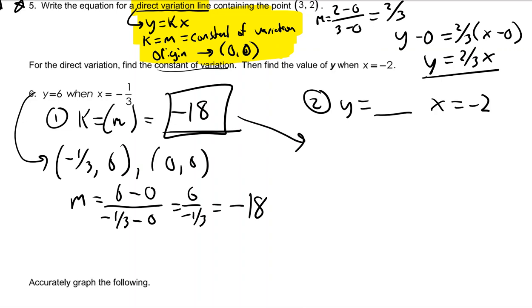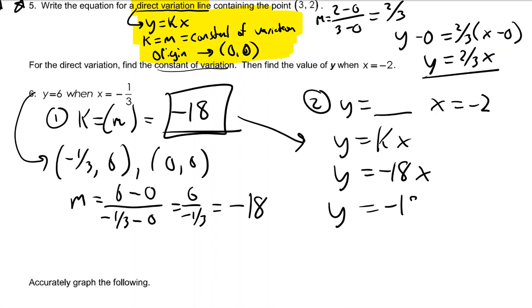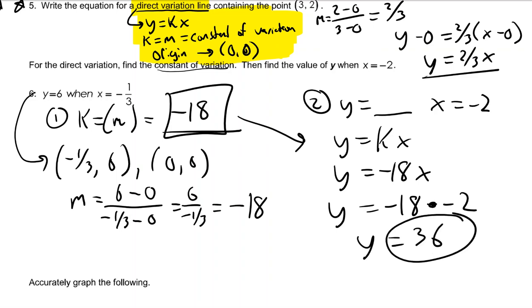Now I can use that in part 2, and I can say, okay, well, if the equation is supposed to look like this, and I just figured out K is -18, and you want me to solve for y when x is -2, I guess I'll just plug those things in and solve for y. 36.